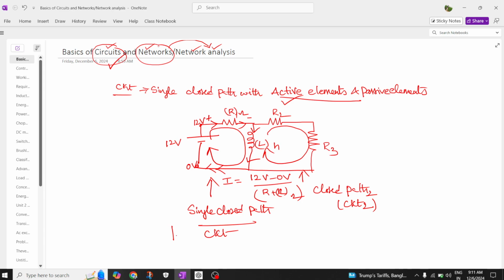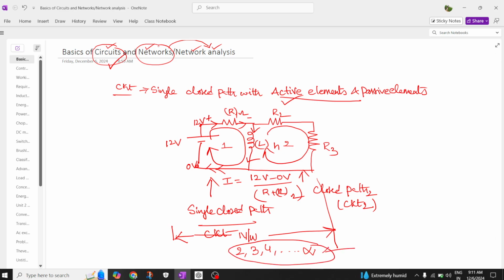So now how we frame it: a group of circuits, or more than one electrical circuit, we are going to call a network. This is closed path 1, this is closed path 2. More than one means it may be two closed paths, or three, or four, or it may be infinity. If we have more than one closed path, then we are going to call this an electrical network.